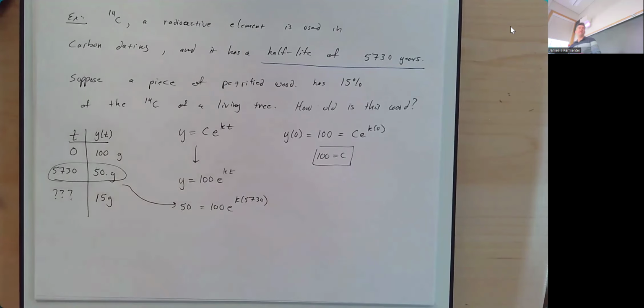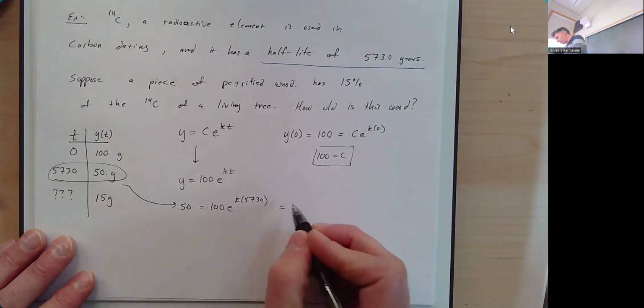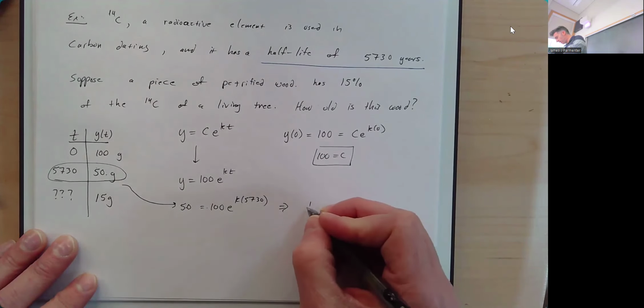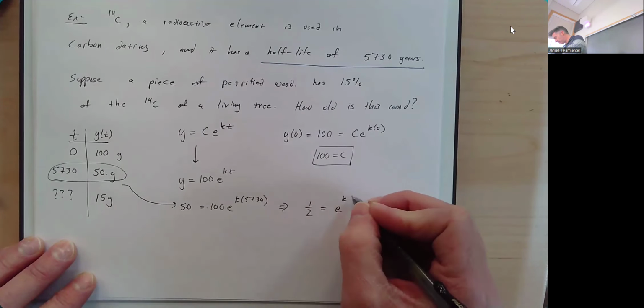You might have taken chemistry at some point in your life, and you might know that when you're dealing with half-life stuff, K is equal to the natural log of 1/2 divided by the half-life. You should still show the work. But if you know things, it's good to just be like, oh yeah, I have a good idea of what this is going to come out to be. 50 divided by 100 is 1/2, and it's equal to e to the K times 5,730.